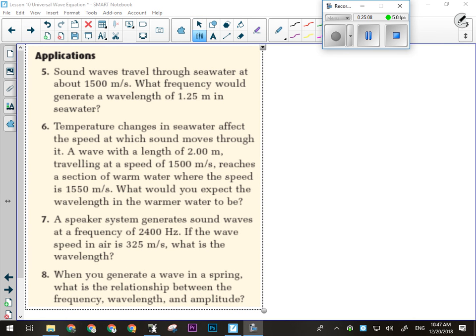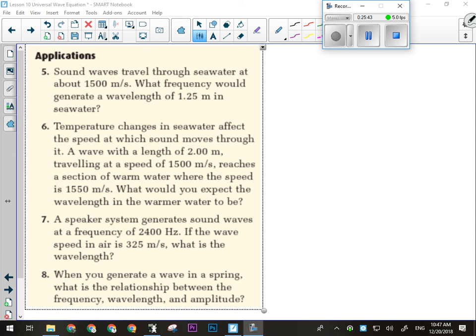For number 6, we have the temperature of seawater, which affects the speed at which sound moves through it, same as air. So a wave with a length of 2 meters traveling at a speed of 1,500 meters per second reaches a section of warm water where the speed is 1,550 meters per second. What would you expect the wavelength in warmer water to be? This question is indirectly asking you what property of waves never changes? Frequency.